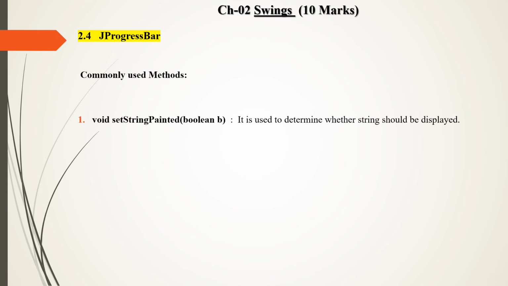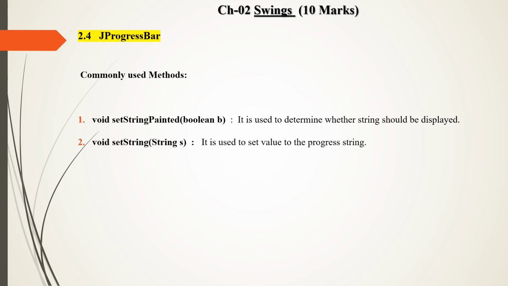JProgressBar. First method is setStringPainted. This method has one parameter, a boolean value, either true or false, and this method does not return any value, so the return type of this method is void. This method is used to determine whether the string should be displayed or not.